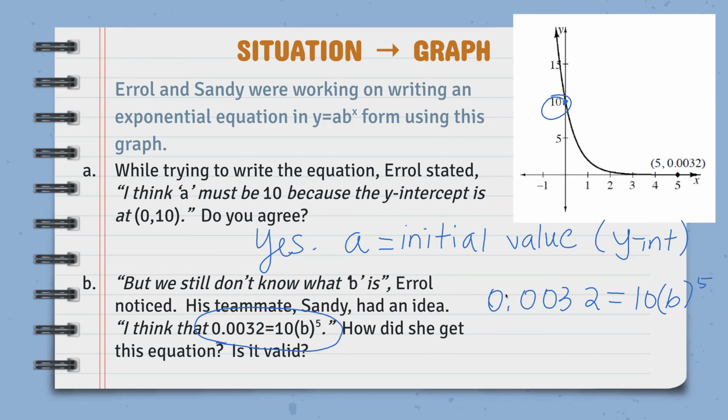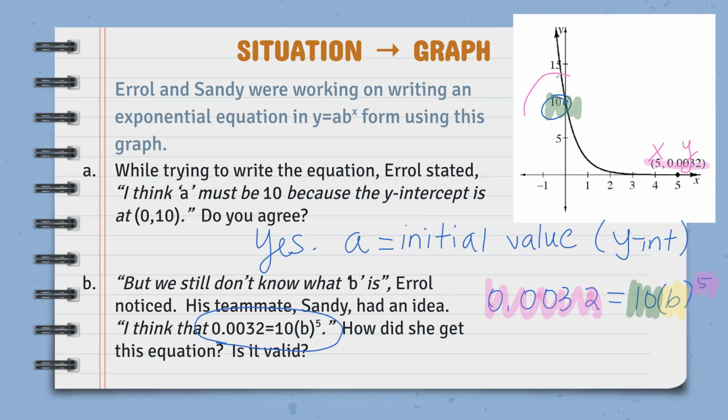Let's look. Well, we know 10 is our a. That's correct. We have no idea what b is, so she kept b there. Where did she get her 5 and her 0.0032? She got it from this point, because we know that 5 is the x value and 0.0032 is the y value. So all she did was plug in 5 for x and 0.0032 for y. And it is valid. Okay, so that's the equation we got.